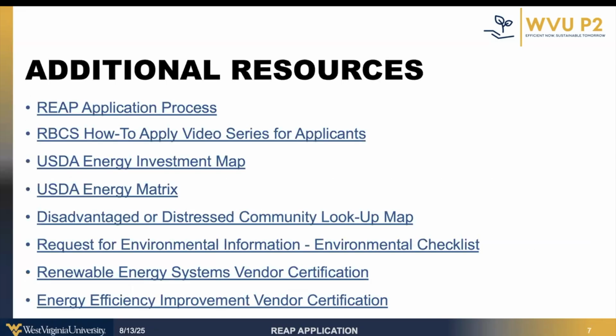Here are some helpful resources to support your application. The REAP Application Process Guide, USDA's How-To series, Energy Investment Map and Energy Matrix, vendor certification templates for renewable energy and efficiency projects, and the map tool to check if your location qualifies as disadvantaged or distressed. All of these links can clarify the application steps and make sure you're checking all the boxes.